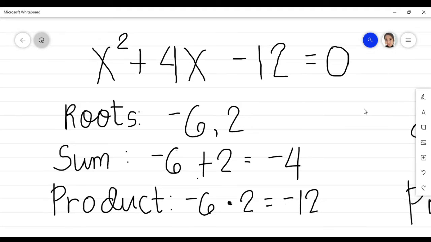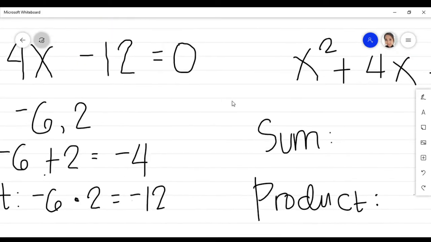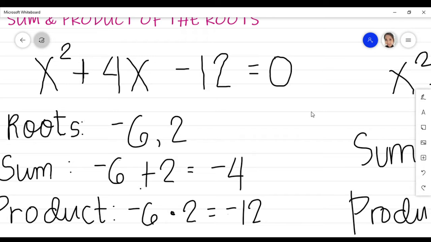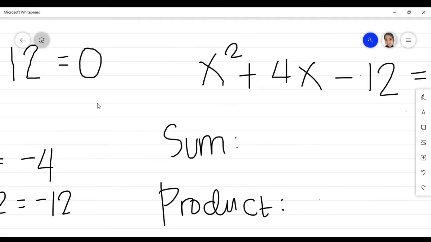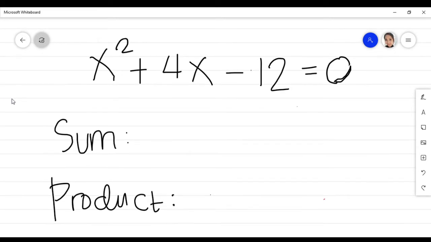Suppose we just want to know the sum and the product of the roots without actually knowing the real values of the roots. Do you think we can do that? Okay, for example, let's use the same example, x squared plus 4x minus 12 equals 0. Suppose we do not want to know the values of the roots, but we just want to know the sum of the roots and the product of the roots.